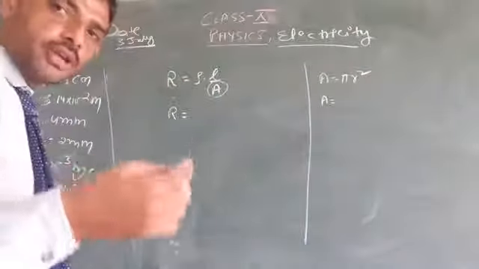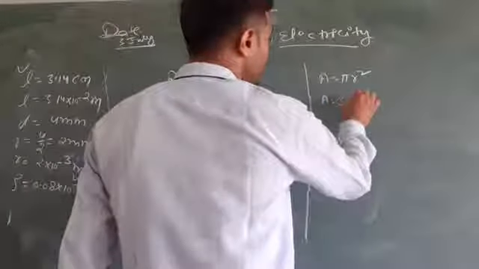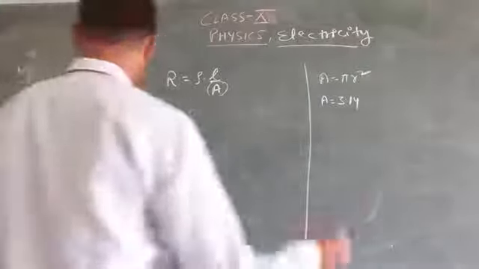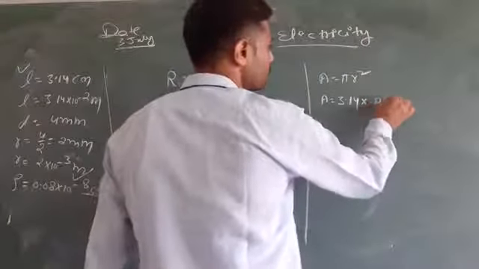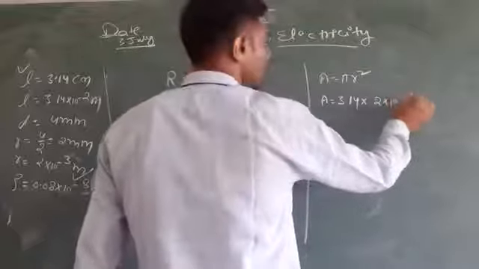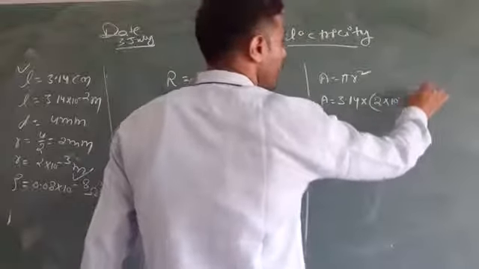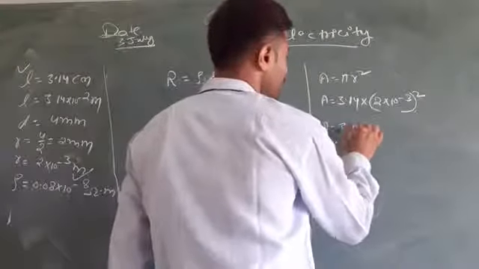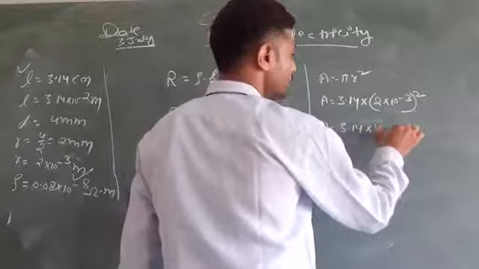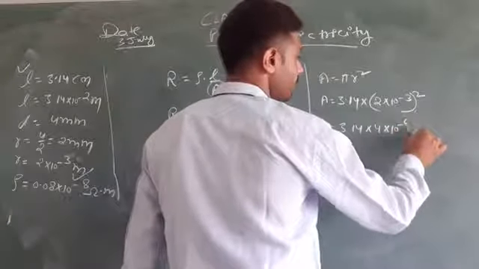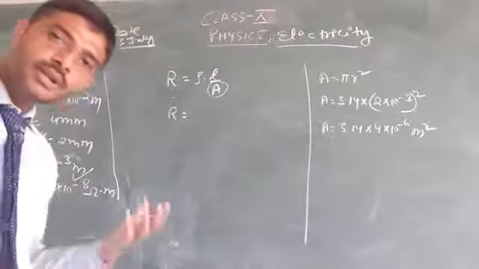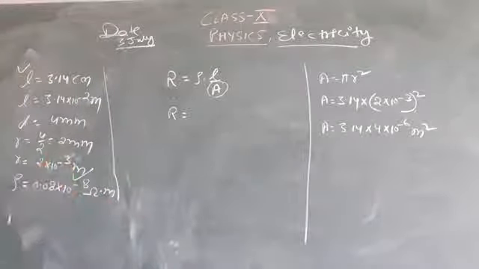As you know, the value of pi is 3.14 and the value of R is 2 into 10 to the power minus 3 whole square. So this is equal to 3.14 into 4 into 10 to the power minus 6 meter square, because we have already converted millimeter into meter.